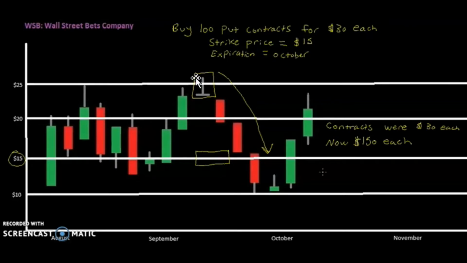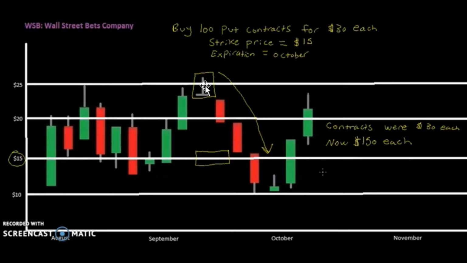While the WSB ticker is dropping down to $10 a share, you're not losing money on those shares, because you don't own those shares. It's going down and losing value. You would have lost $1,000 if you owned those shares.